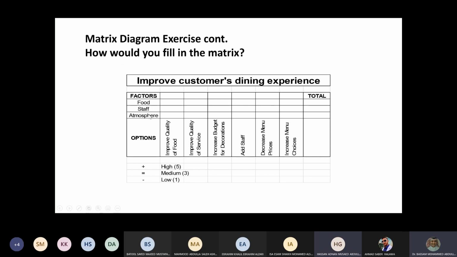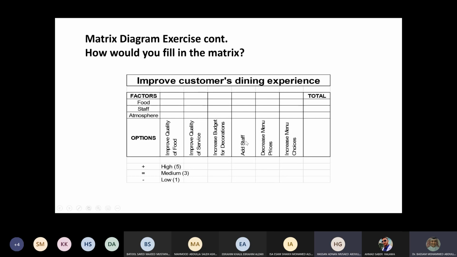So what did he do? He added the options. It's very confusing here. I don't like this. The options should be taken to the top. So the options that he has are to improve the quality of food, which is part of improving the dining experience, or to improve the quality of service. Or if I want to improve the dining experience, I will increase the budget for decoration, so I will decorate the place from inside to have a better dining experience.